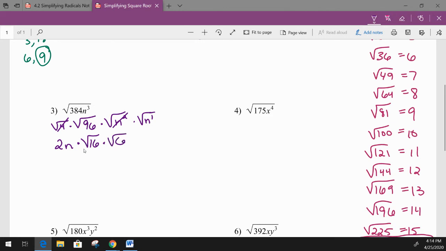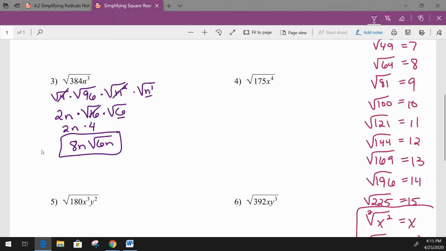Now notice when I'm doing this, I've always put the perfect square first, because when I take the square root of it and simplify it, it's going to go in front. So the square root of 16 is 4. Now I'm going to multiply that by the 2n that's already on the outside. So I end up getting 8n when I simplify that. But the square root of 6, like we said earlier, cannot be simplified, and the n cannot be simplified. So those are the things that are now left inside the square root, 6n. So our simplified answer would be 8n square root of 6n.